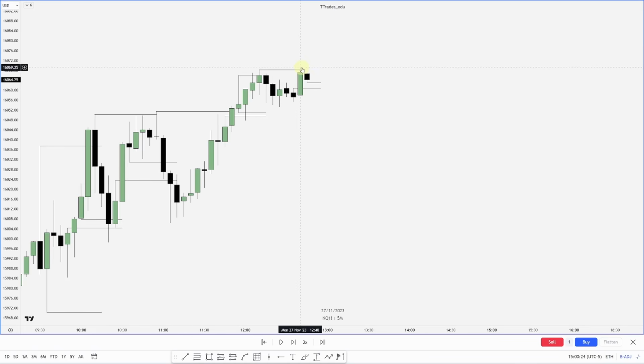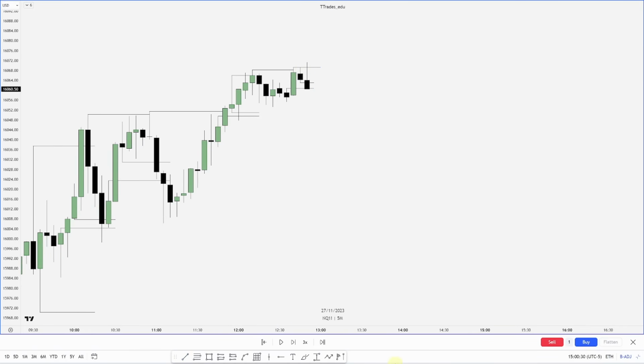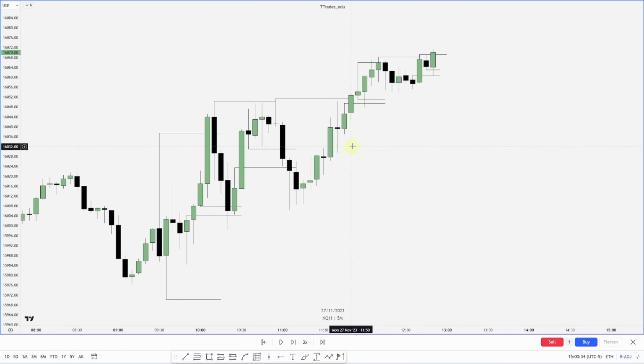So if price is going to go from external to internal, then where would it want to go? External again. So there we go, internal to external. And I hope you can see how this works out.